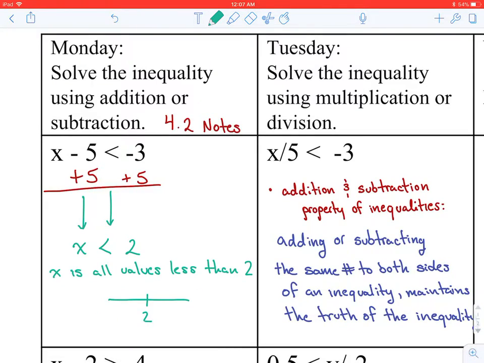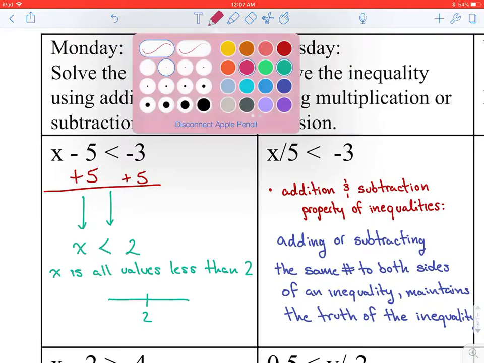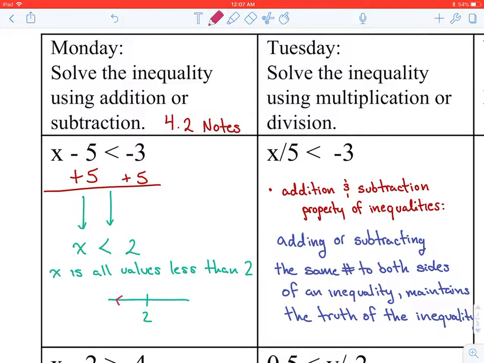x is all values less than 2, so therefore x is going to be going in the left direction. Our arrow is going to be going in the left direction, and we're going to be having an open circle because x cannot equal 2. X is only all values that are less than 2. And so we don't use a closed circle, we use an open circle to represent that x cannot equal 2. And then it's to the left because x is all values less than 2.